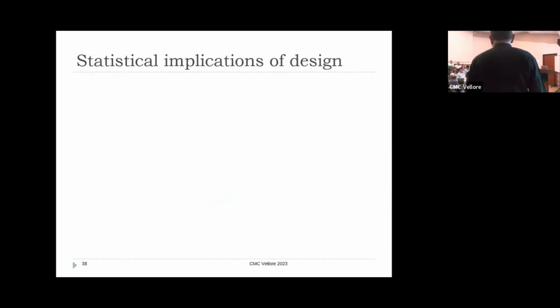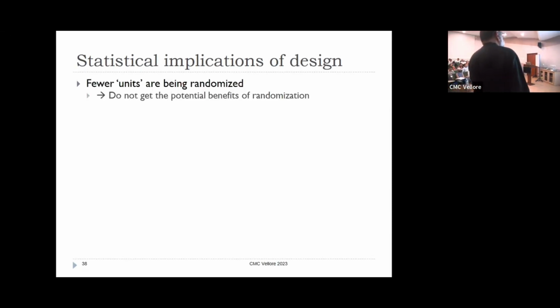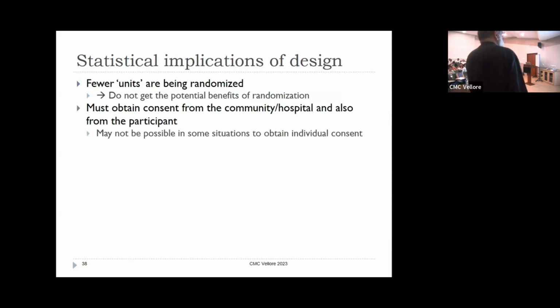All right, so if you do cluster designs, what's the implication? You have fewer units being randomized, so you don't get the benefit of randomization. You have to get consent not only from the person who's going to be in the study, but from the school, from the factory, from the beauty salon owner, from the village elders, for example. And you don't necessarily get individual consent.